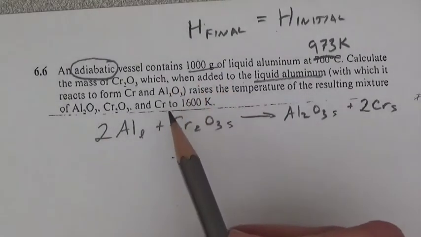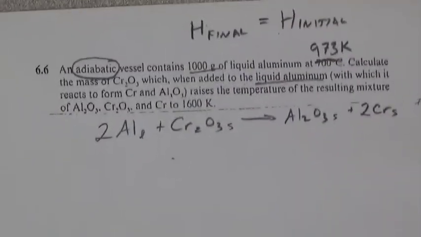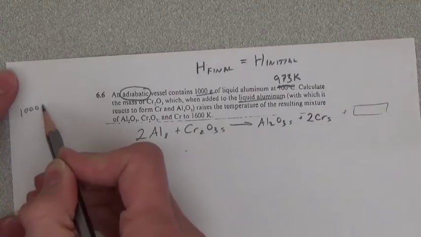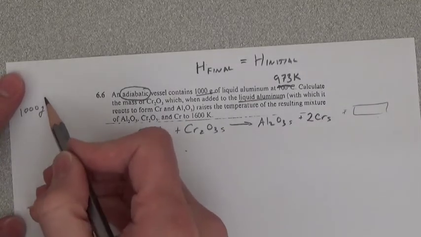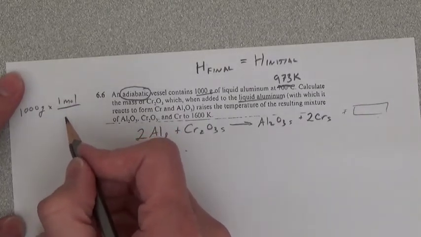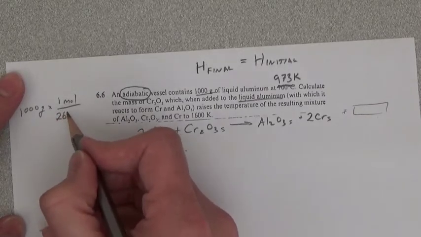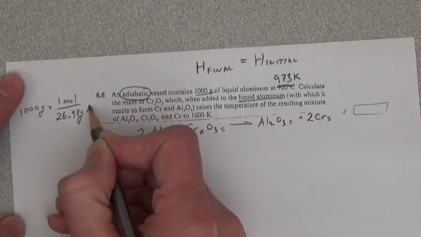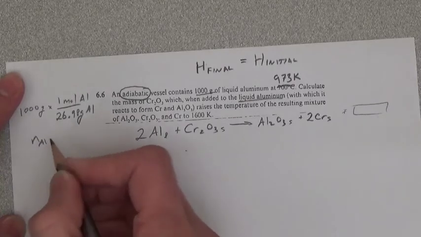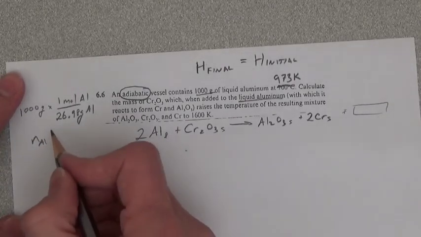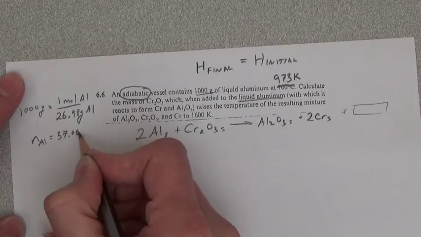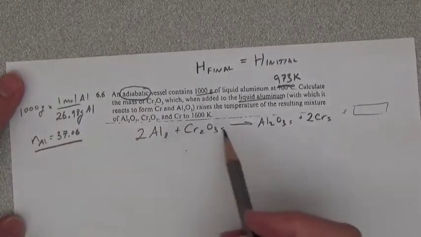We have 1,000 grams of liquid aluminum. So that means we have 1,000 grams times 1 mole of aluminum per 26.98 grams, which means the N_Al, the number of moles of aluminum, is equal to 37.06. And we'll be using that.